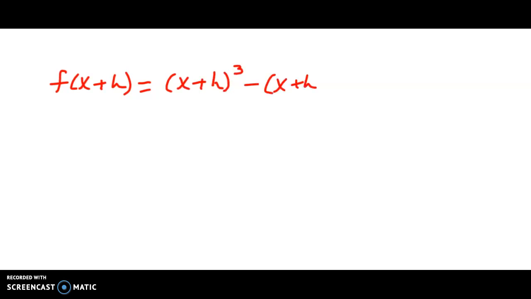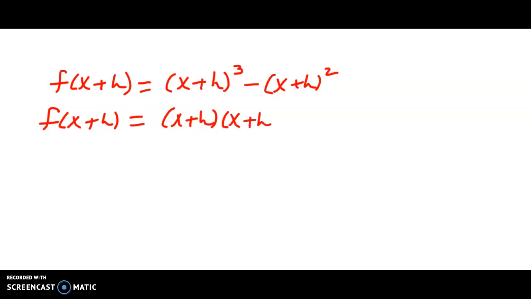When we want to determine f of x plus h, we want to replace x with x plus h. So we're going to get x plus h cubed minus x plus h squared. Now to evaluate this, we need to do some expanding of binomials. A cubed means you're going to expand the binomial 3 times, and then you're going to expand the binomial twice. So there's a bit of algebra involved here.